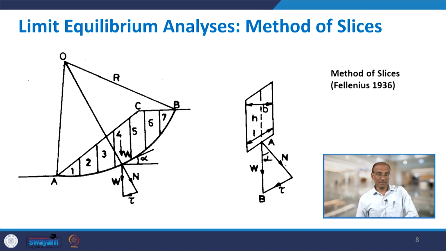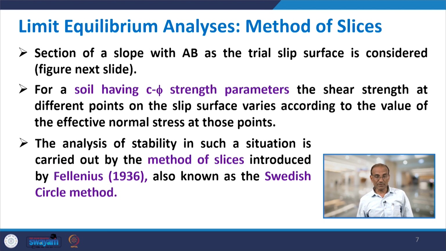And in this method, because it is not linear, it is not a straight line, you cannot have a triangle. So for the analysis, we need to divide it into a number of components. Otherwise, suppose I take a single slice, then the error will be large. So in this method of slices, we divide our region, wedge ABC, like this. You can see there are 7 slices, but the number of slices used in this method is 6 to 12.